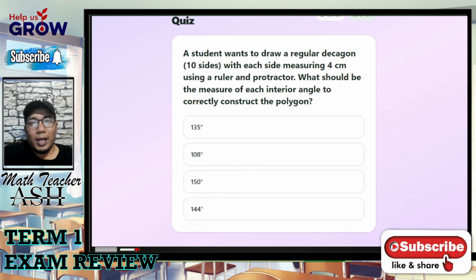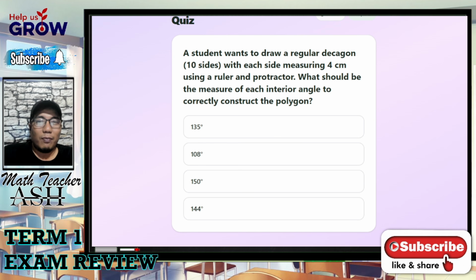question. A student wants to draw a regular decagon, 10 sides, with each side measuring 4 centimeters using a ruler and a protractor. What should be the measure of each interior angle to correctly construct the polygon? Is it 135 degrees? Is it 108 degrees? Is it 150 degrees? Or is it 144 degrees?